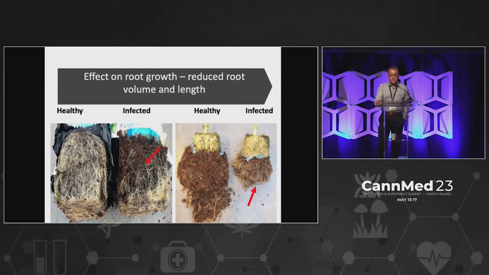And in addition, the roots are affected. You can see the healthy compared to the infected root systems. The plant isn't doing well, it's not growing well, and as a result, it's going to produce less flower and less yield. And that's a really good comparison of how the root systems have developed on these two plants.